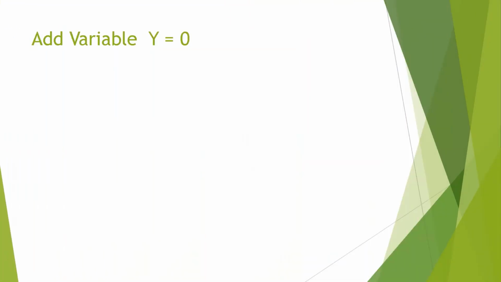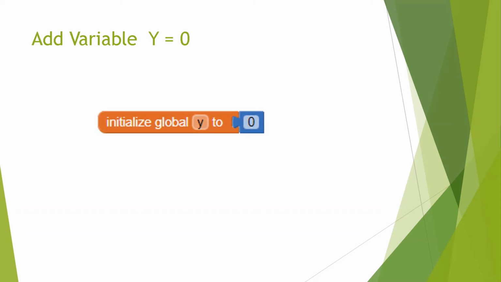From Blocks screen, select Variables. Select Initialize Global Variable. Drag it to your Blocks screen. Rename variable to Y. Now, we need to initialize it to 0 also. From left side Blocks, select Math, then select First Item. Drag it to be the value for variable Y.